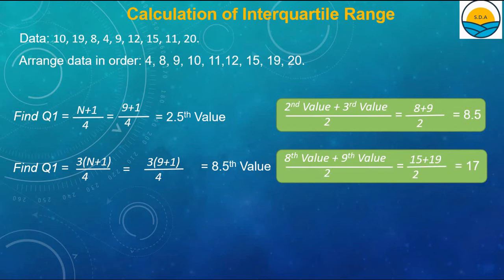Once we have found out Q3 and Q1 for any data set, it's very simple to find out the interquartile range, which is Q3 minus Q1. In our example, it is 17 minus 8.5. So the interquartile range for this set of data is 8.5.